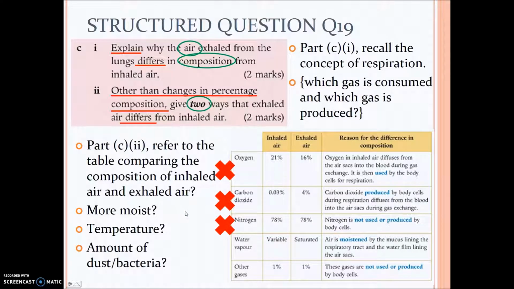So that is question 19. If you have any question, you can leave your question in the message box. I will answer you as soon as possible.